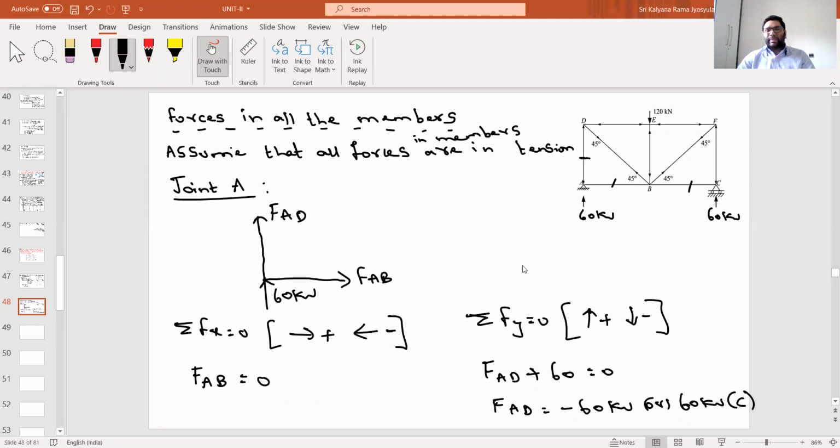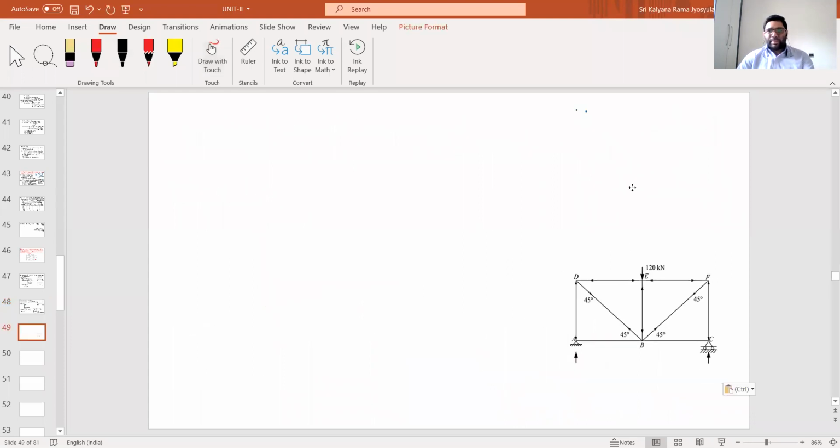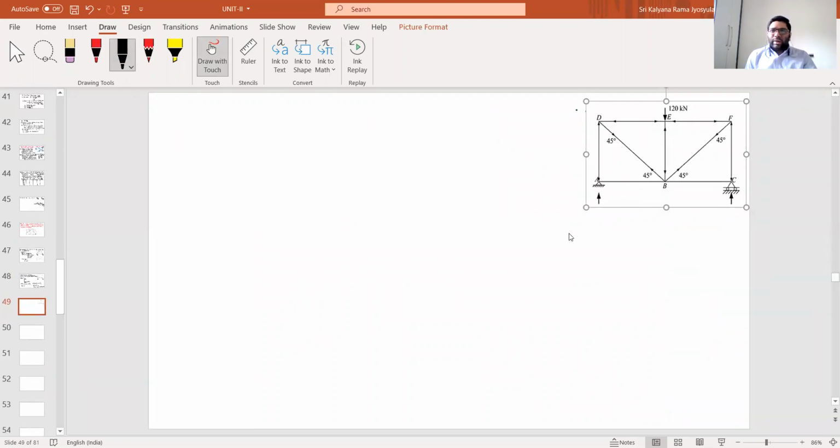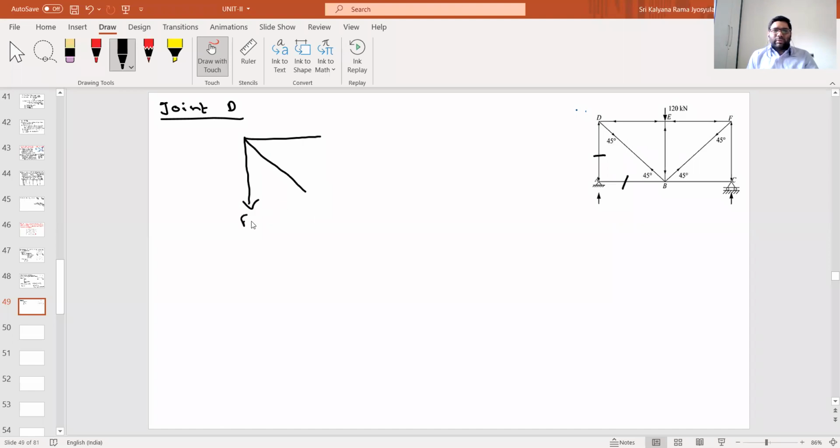Okay. Now let us go for joint D. We are done with the previous joints. So at joint D, we have FDA, FDB, and FDE. Now we have to resolve this into horizontal and vertical components.